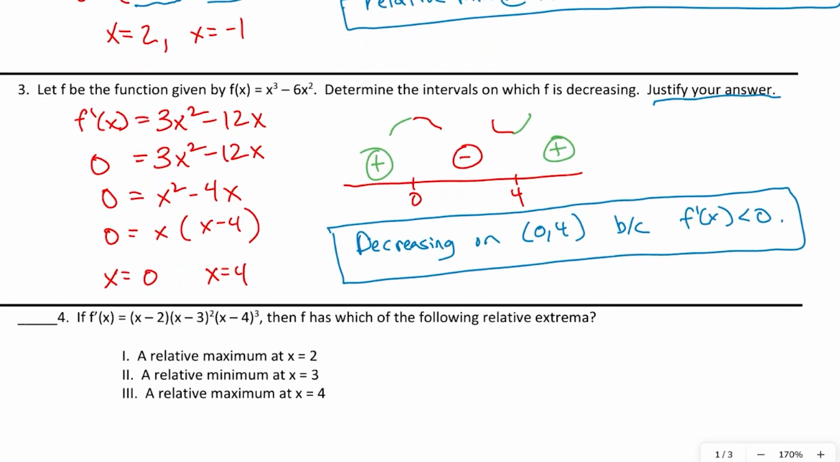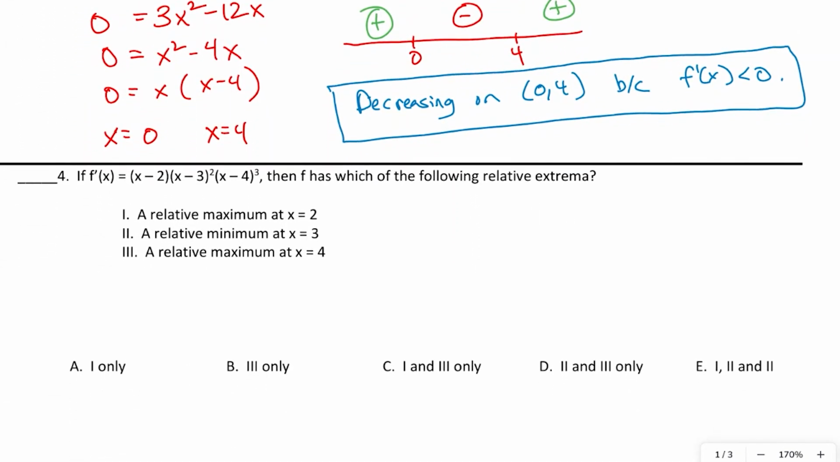Number 4, now we're being given the actual derivative and not the original function. And so we want to know what's going on at each of these critical points. I don't need to find the derivative because it already gave it to me. But if I set that derivative equal to 0 and solve it, I'm going to find my critical points pretty easily because this is already factored. So I know my critical values are at 2, 3, and 4. You might have just gathered that based on the statements in the problem. But let's go ahead and create our number line here.